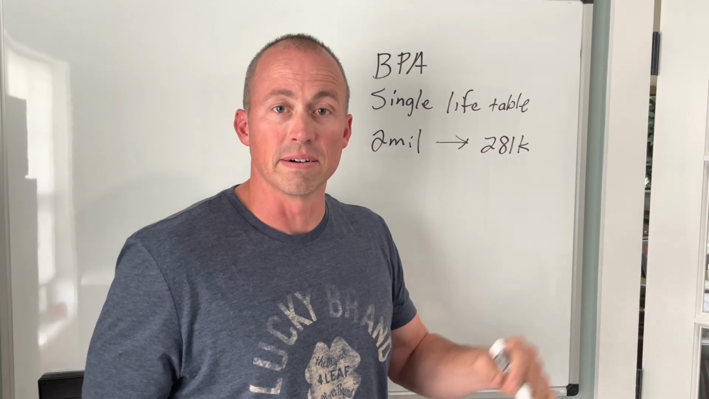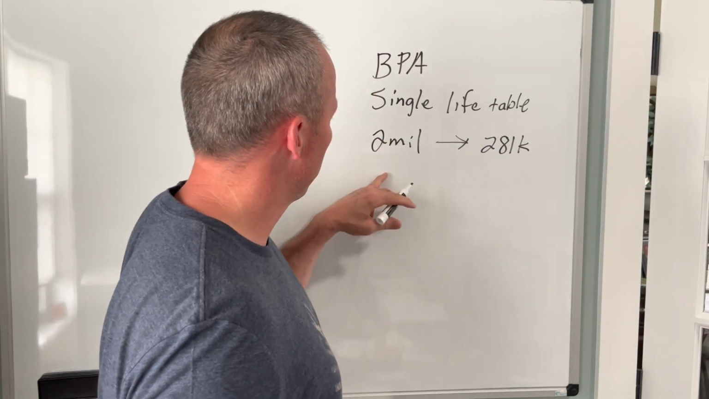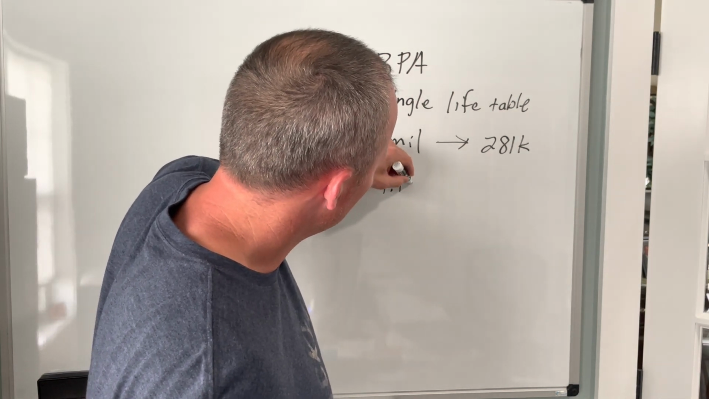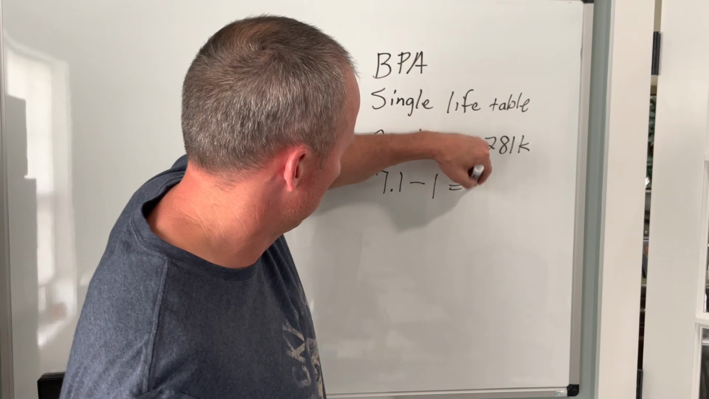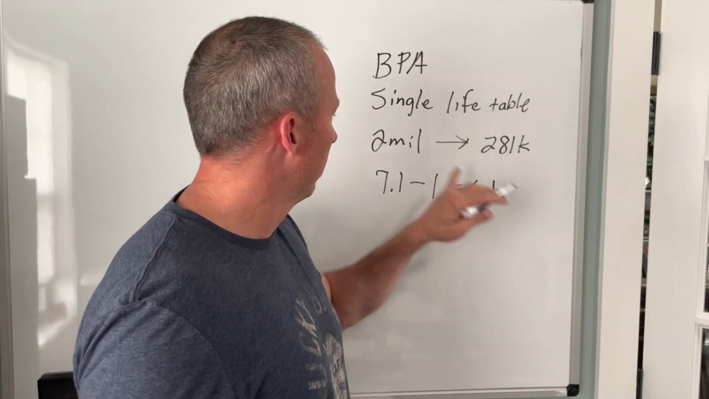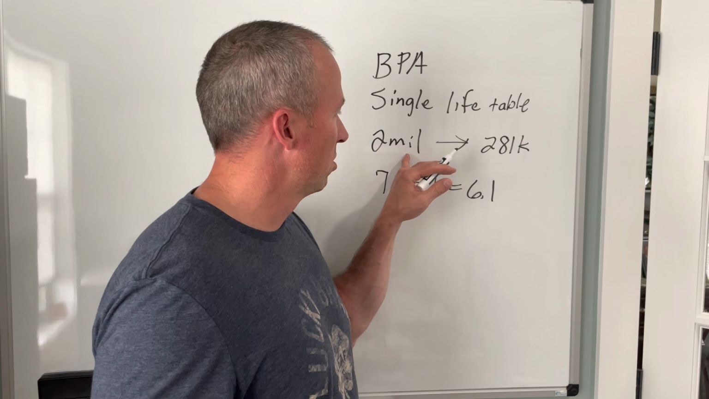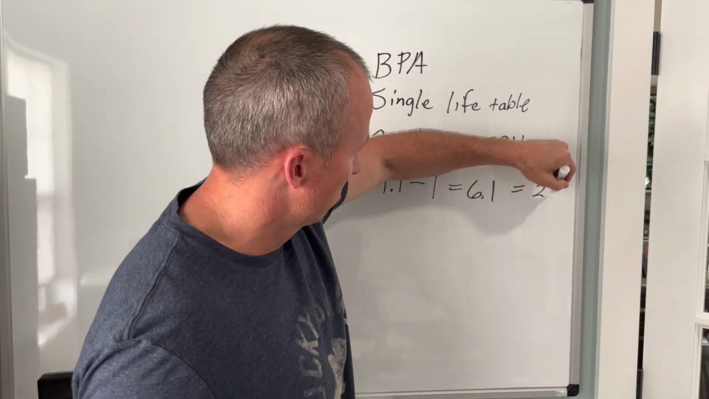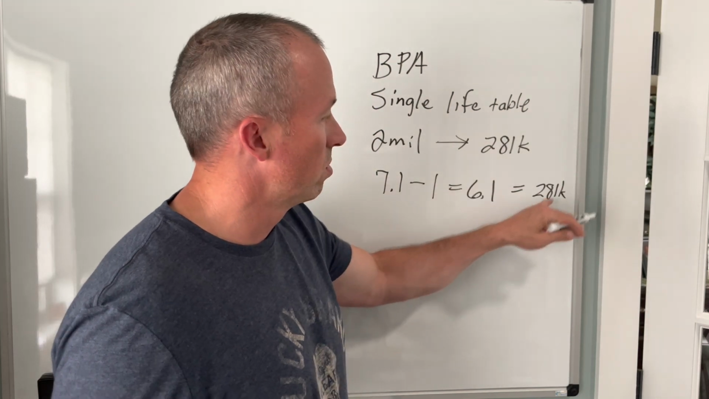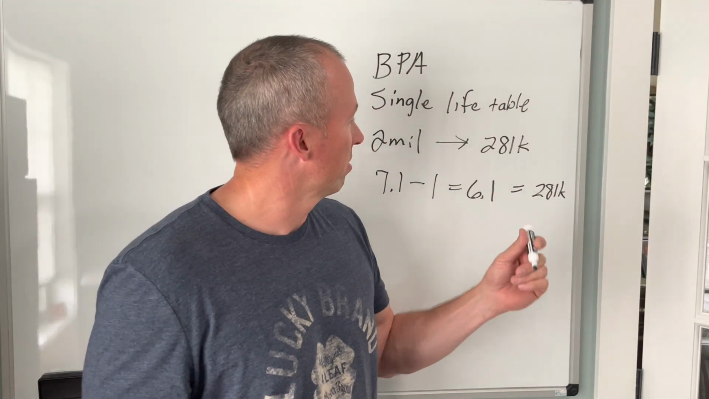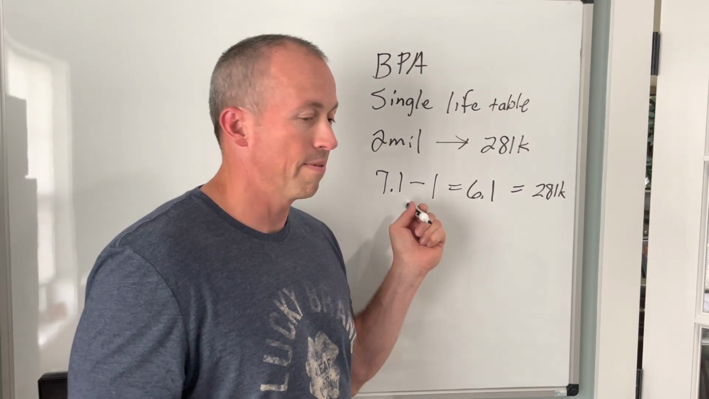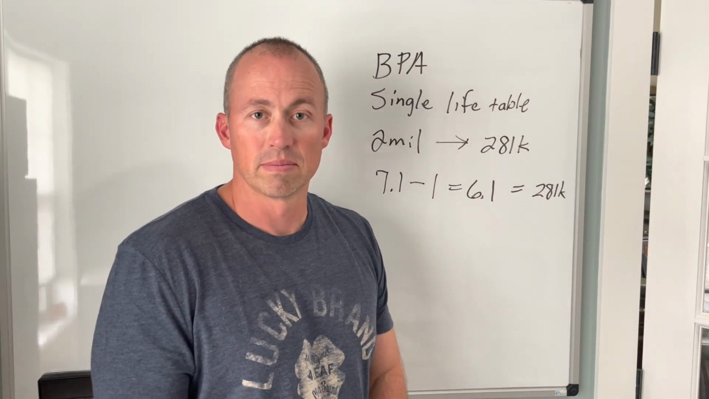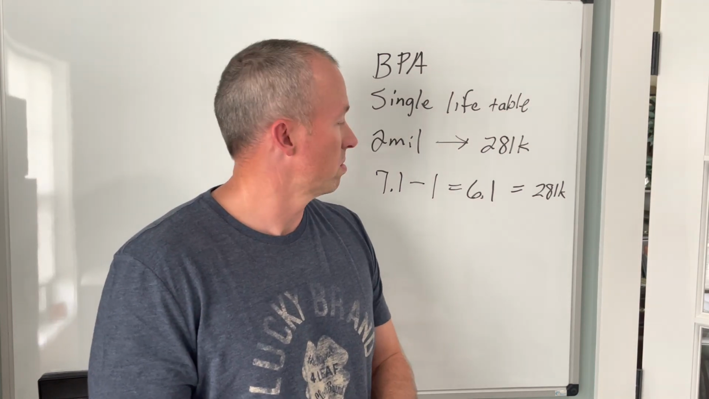All right, what about the next year? Okay, the next year you take the account balance, whatever it is, you take the 7.1 factor, you subtract 1, you get 6.1, and then if the account balance stays the same, you're just going to get another 281. If it grows, it's going to be higher, but the theory here is that with the 7.1 that you started with, they want the account depleted in that 7.1 years. Okay, so that's the way that works.